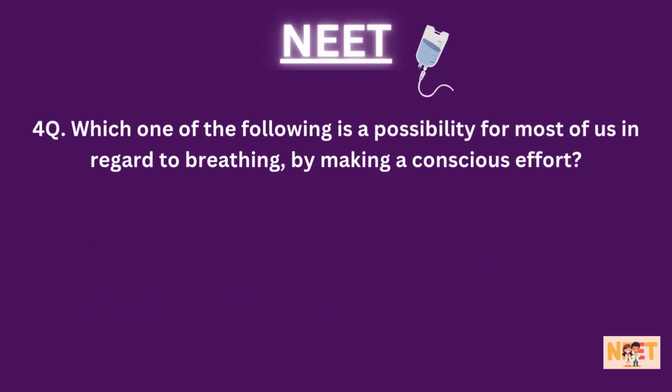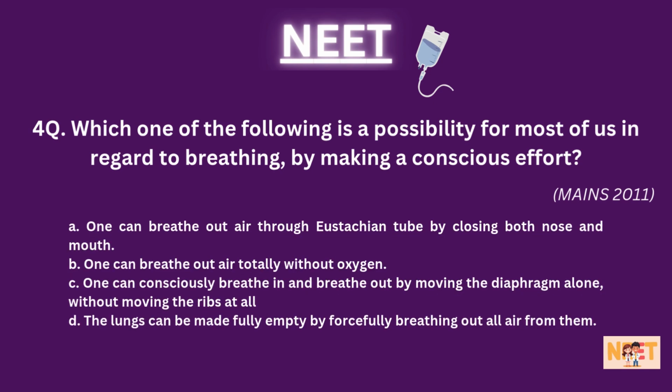Fourth question. Which one of the following is a possibility for most of us in regard to breathing, by making a conscious effort? A. One can breathe out air through eustachian tube by closing both nose and mouth. B. One can breathe out air totally without oxygen. C. One can consciously breathe in and breathe out by moving the diaphragm alone, without moving the ribs at all. D. The lungs can be made fully empty by forcefully breathing out all air from them.